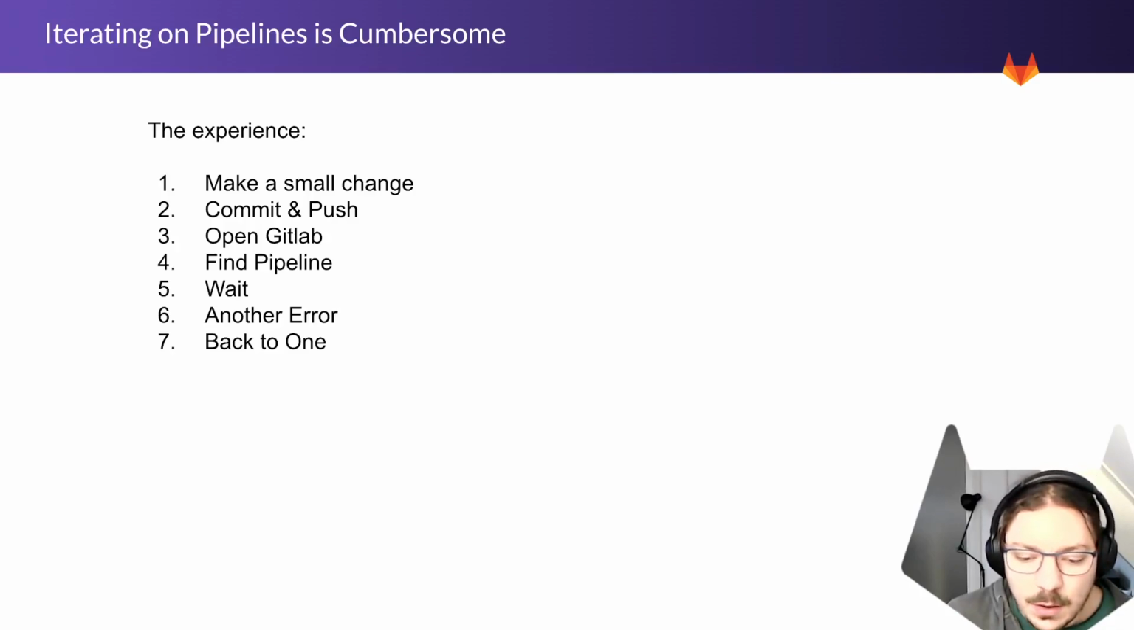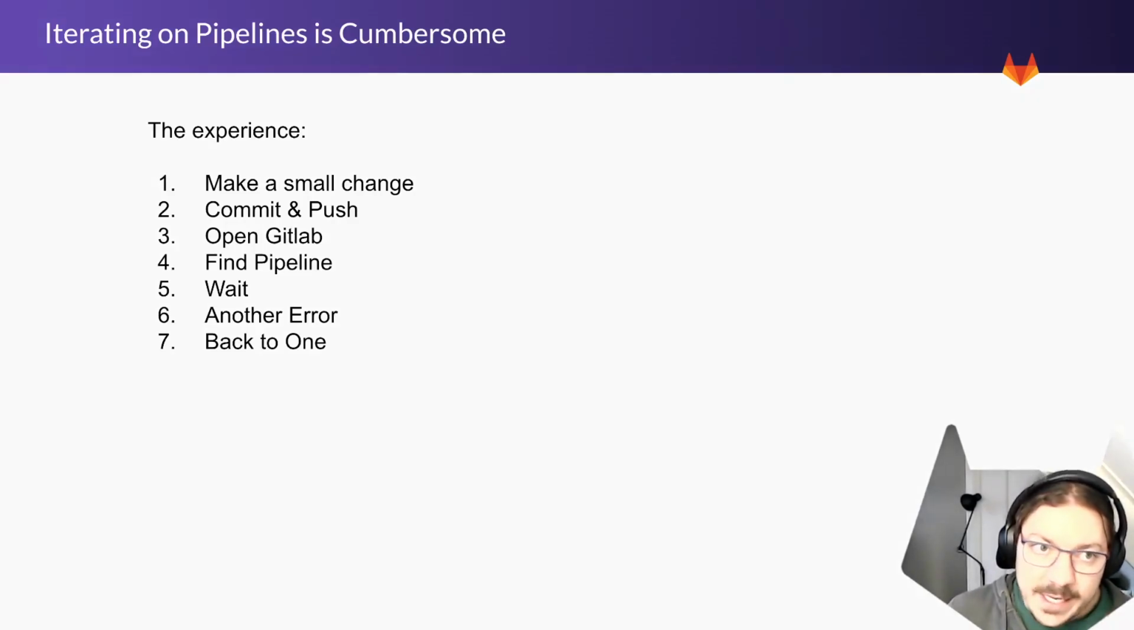We want to see if we can make it a little bit faster by avoiding Git entirely in this process: by avoiding commit and push, by avoiding opening GitLab, by avoiding finding the pipeline.